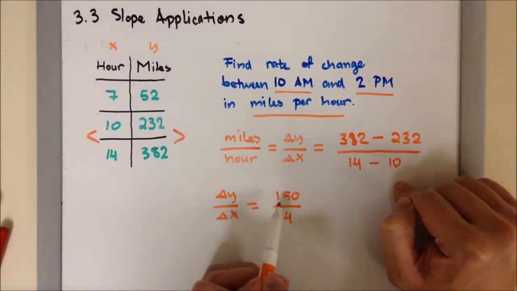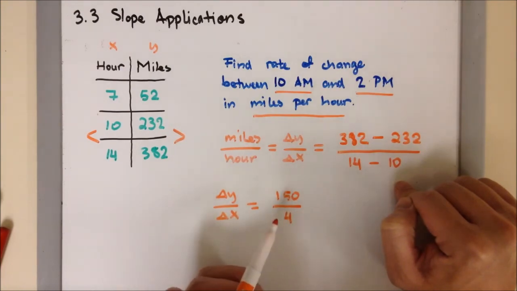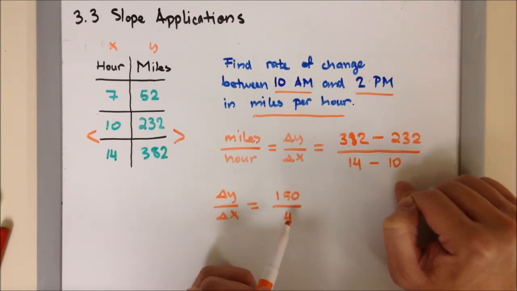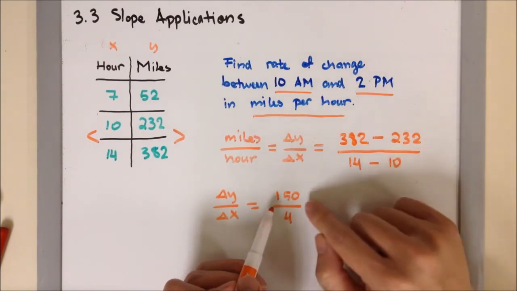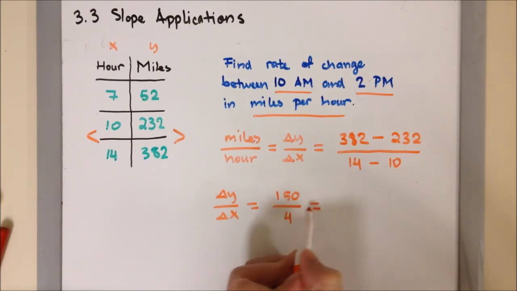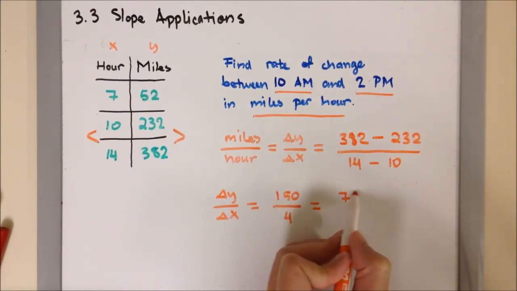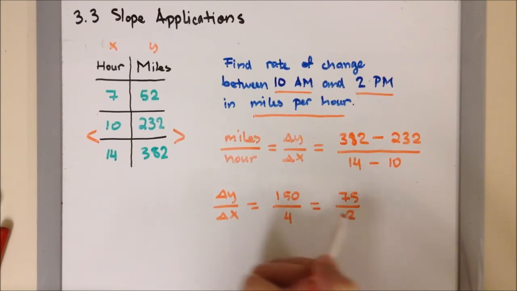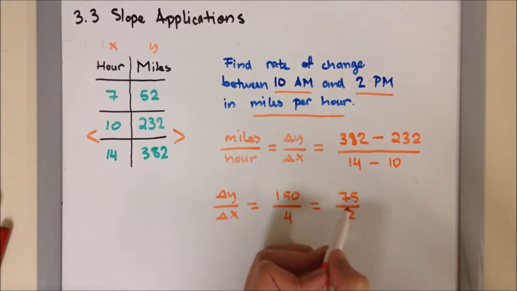So I can't divide 150 by 4 into a whole number. So it's going to stay as a fraction. Don't worry about converting to a decimal. Just leave it as a fraction unless you are asked to convert into a decimal. Now, you always check if you can simplify this fraction. In this case, you can. 150 and 4 are both even numbers, so they can both be divided by 2. So 150 divided by 2 is 75. 4 divided by 2 is 2. And again, 75 cannot be divided by 2 into a whole number. So we're just going to leave it like that.